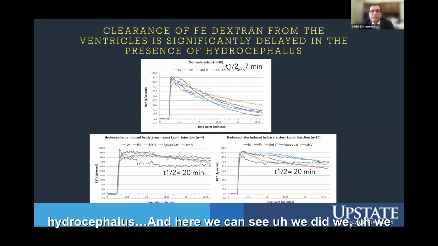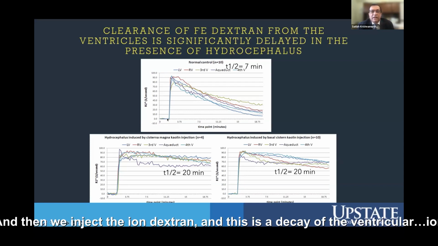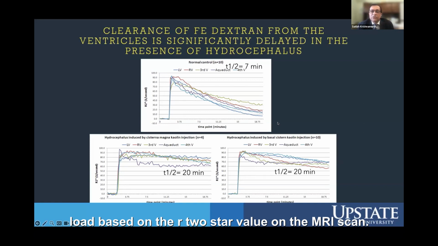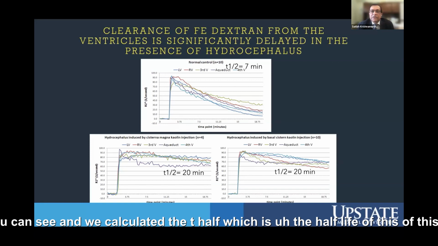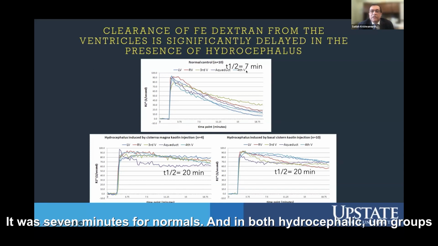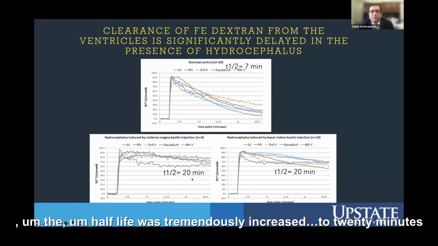And here we can see we did 80 scans in 20 minutes. The first 8 scans were baseline, and then we injected the iron dextran, and this is a decay of the ventricular iron load based on the R2 star value on the MRI scan. And you can see, and we calculated the T-half, which is the half-life of this graph. It was 7 minutes for normals. And in both hydrocephalic groups, the half-life was tremendously increased to 20 minutes.